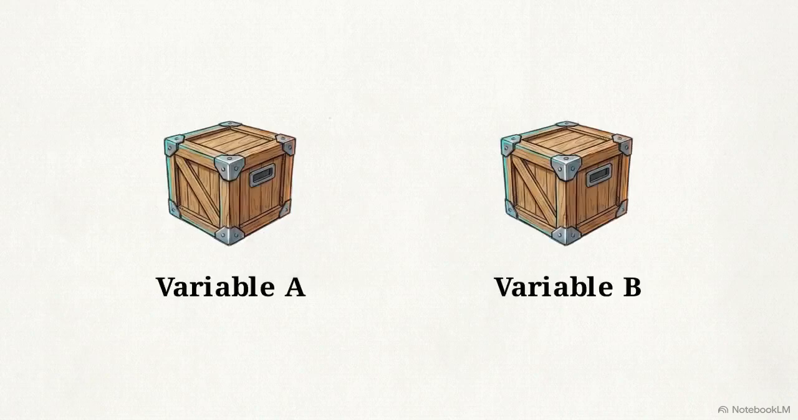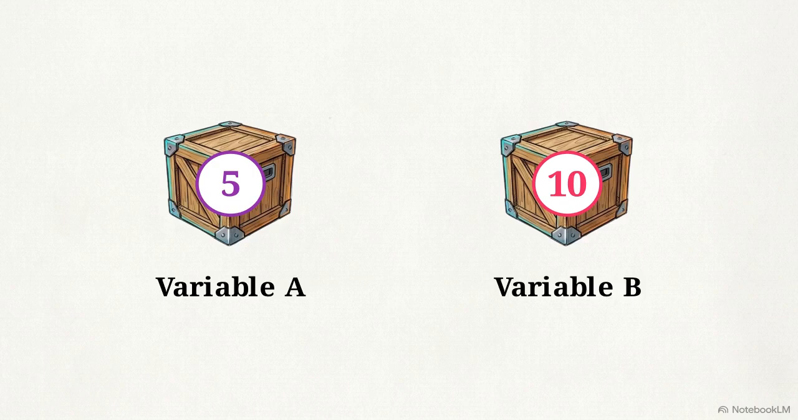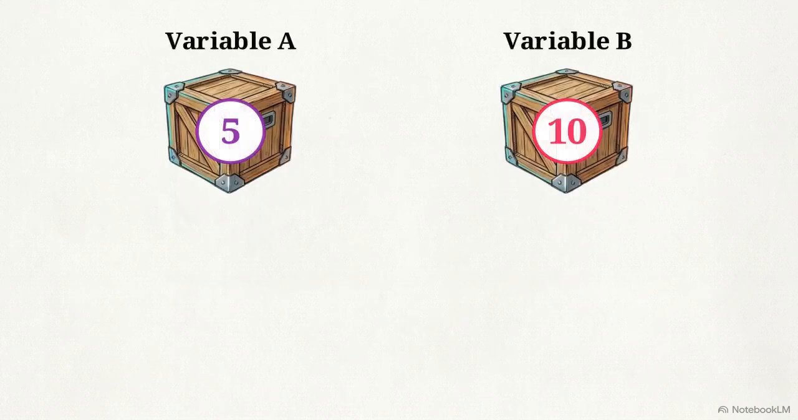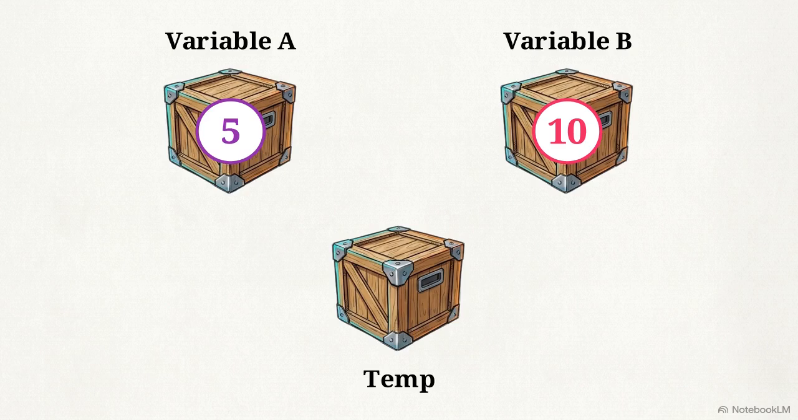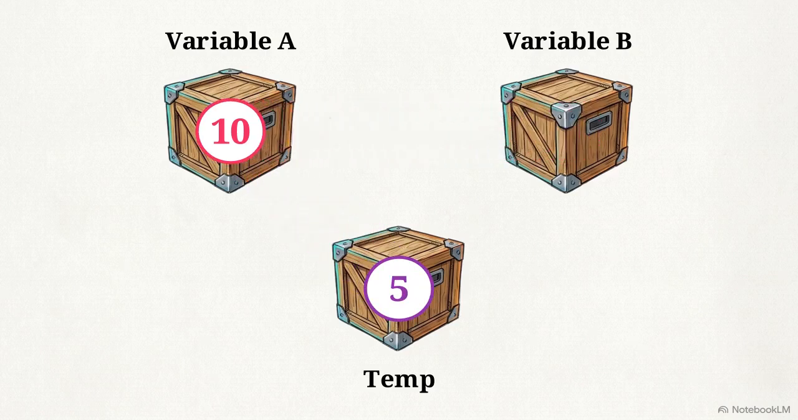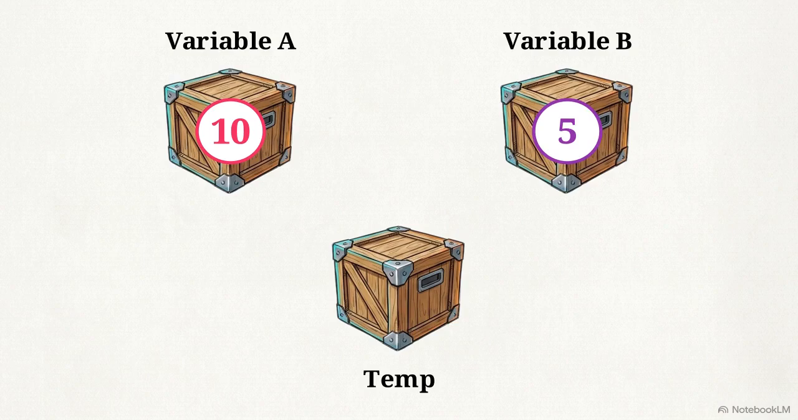But if you try to swap two variables directly in standard programming logic, you run into a data collision. If you assign variable A's value directly into variable B, the computer completely overwrites and destroys B's original data. To prevent data loss, we declare a third empty variable as a temporary holding space for a safe three-step swap. Copy A into temp. Next, move B into A. Finally, pull that original A value from temp and drop it into B.